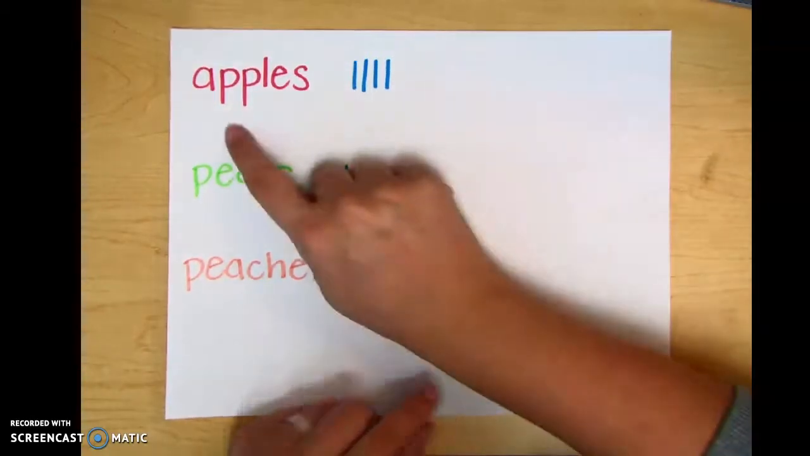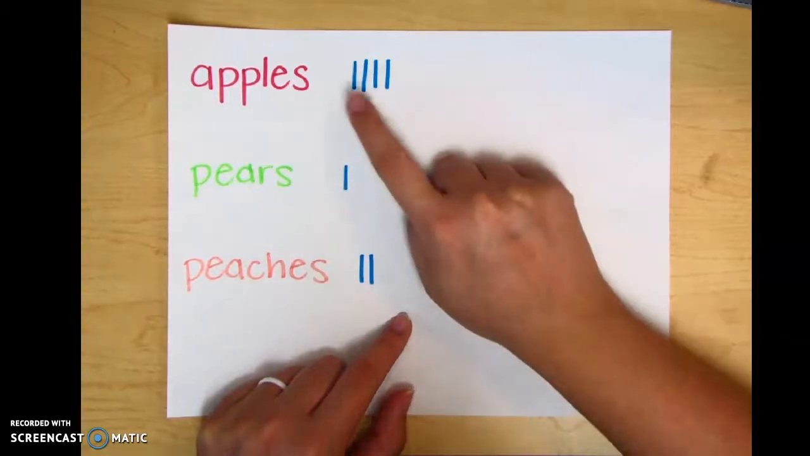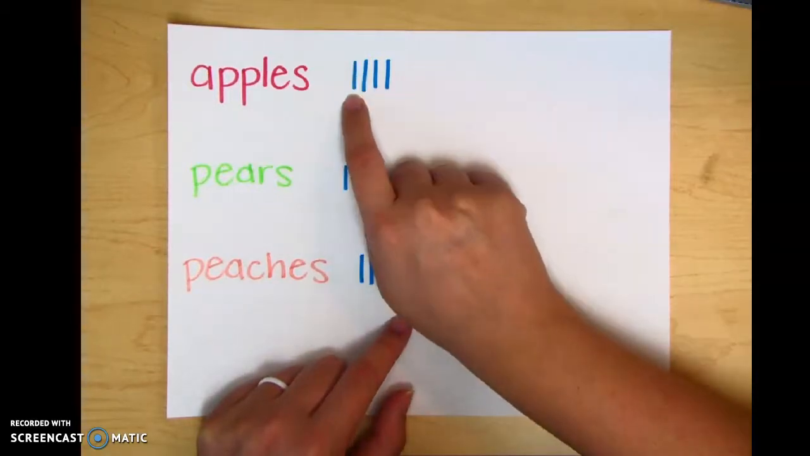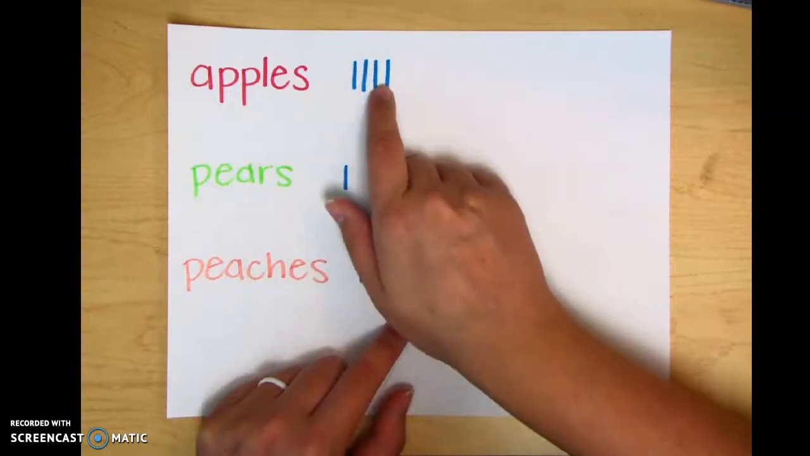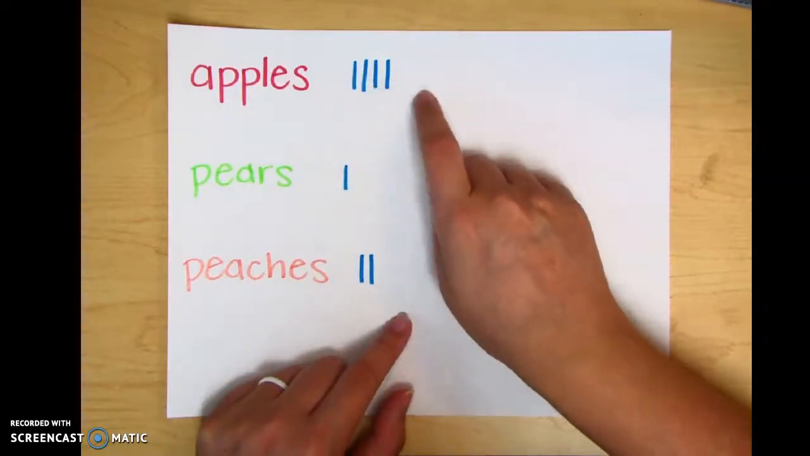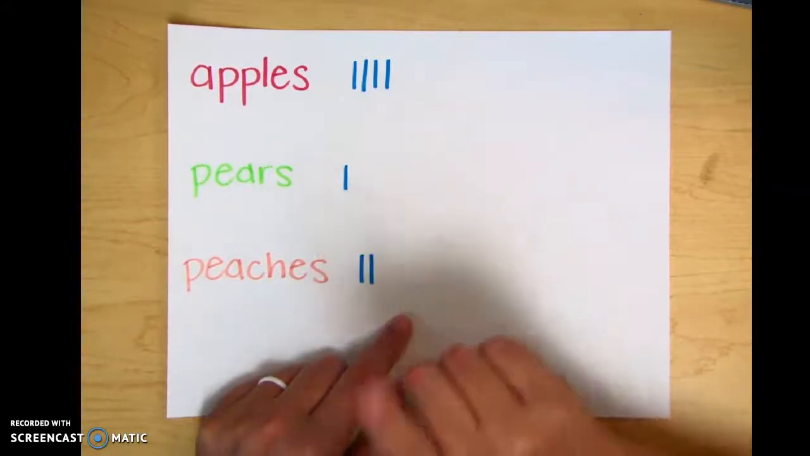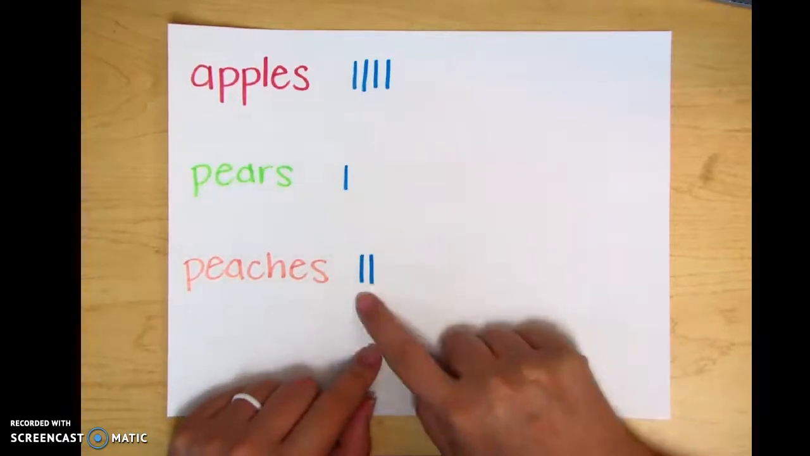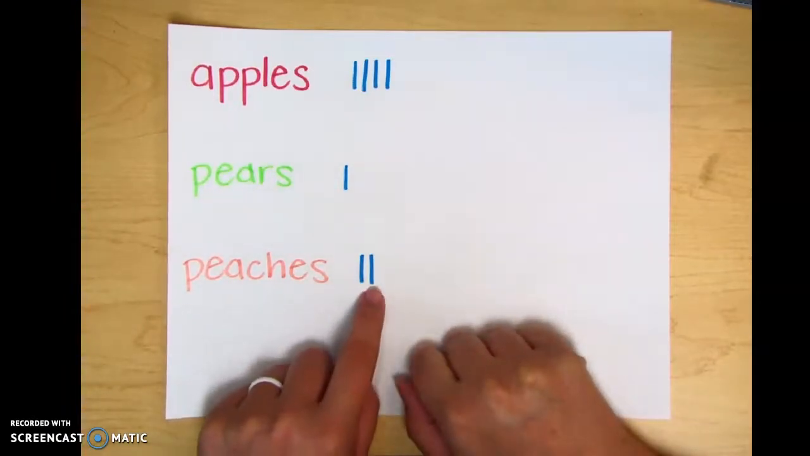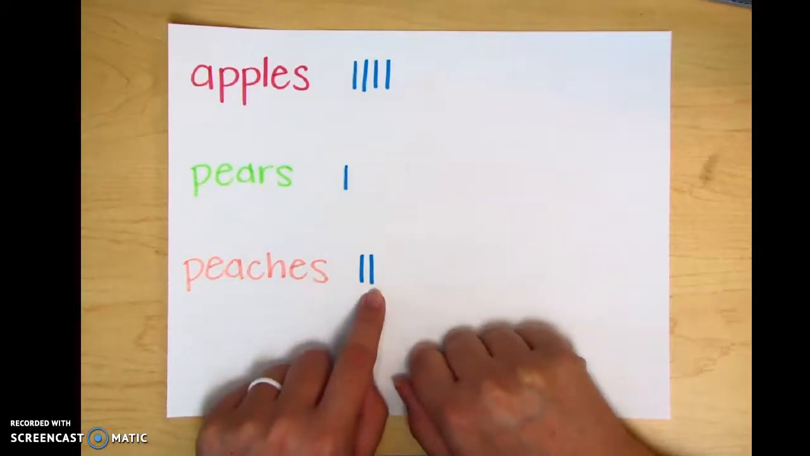So what we can do is we can now look and say, apples, how many people liked apples? 1, 2, 3, 4. 4 people liked apples. How many people said they liked pears the best? 1. Very good. And how many people said they liked peaches the best? 1. 2. Nice. 2 people liked peaches the best.